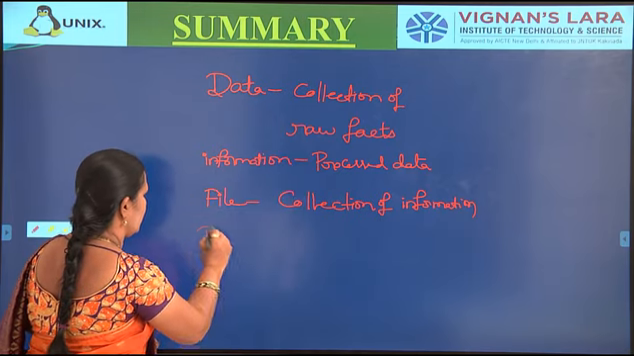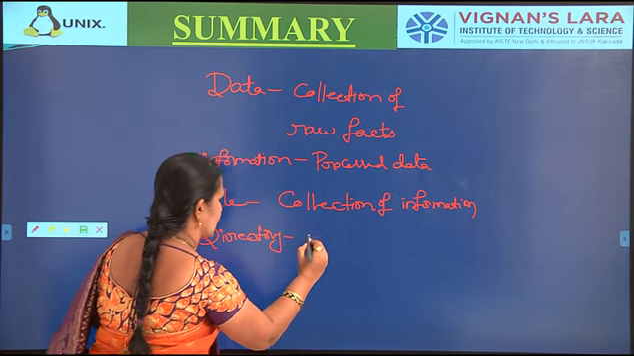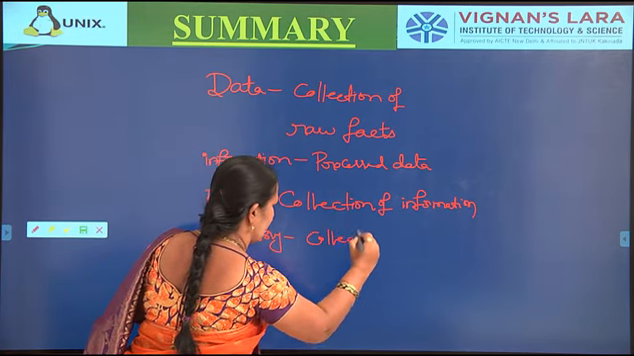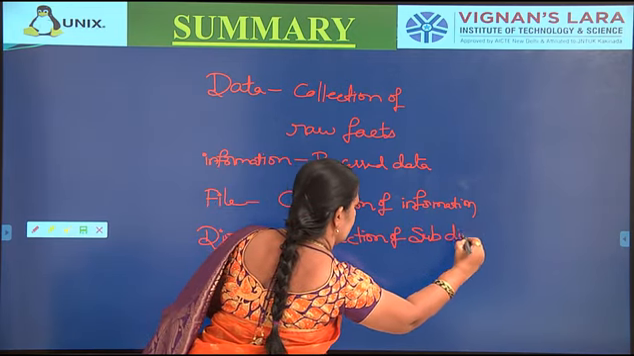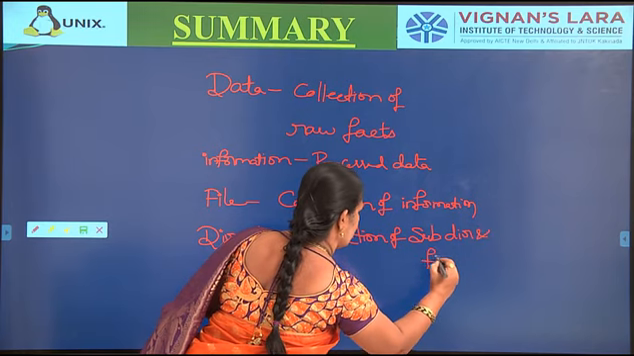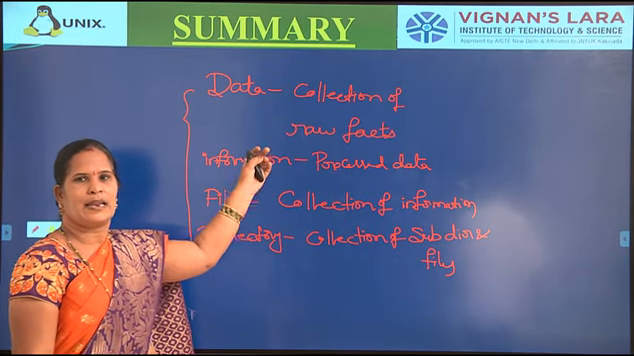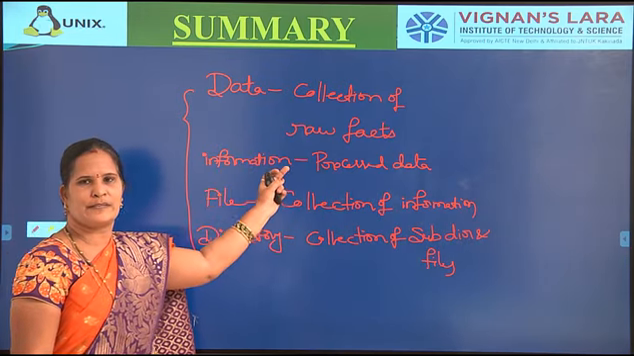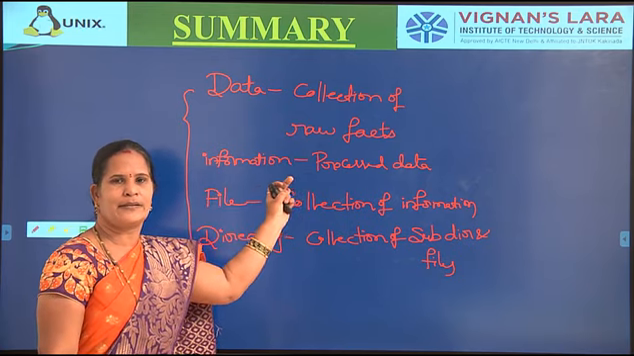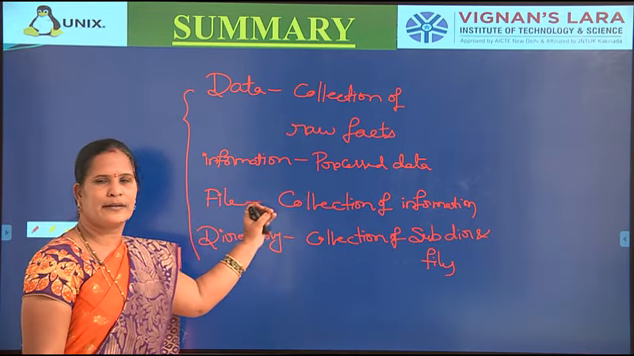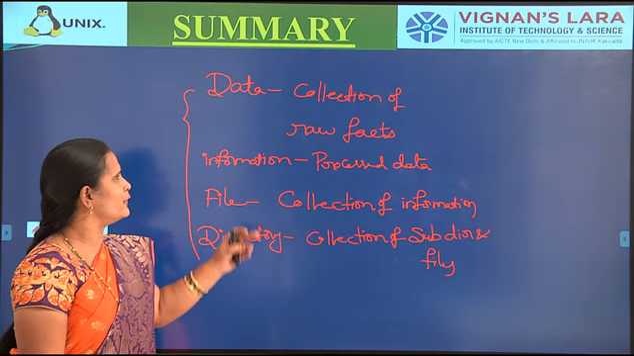Similarly, next, what do you mean by a directory? A directory is nothing but something which contains a collection of subdirectories and files. These are the basics of files. Data is nothing but a collection of raw facts. Information is nothing but processed data. A file contains a collection of information. A directory contains a collection of subdirectories and files. Okay, these are the basics.